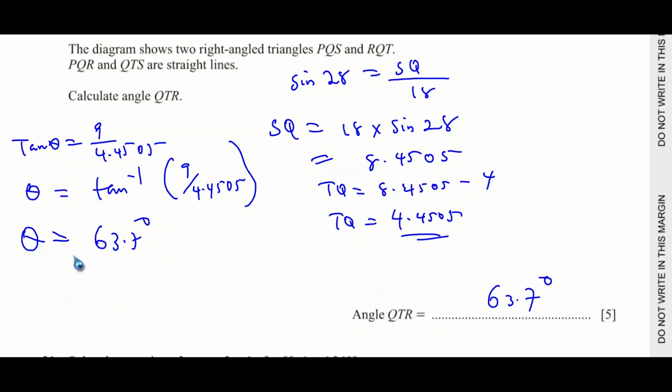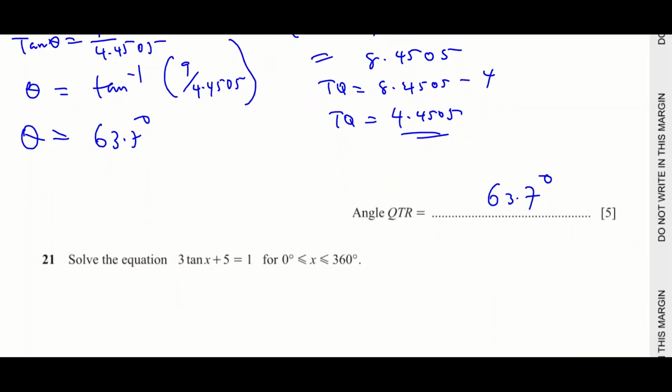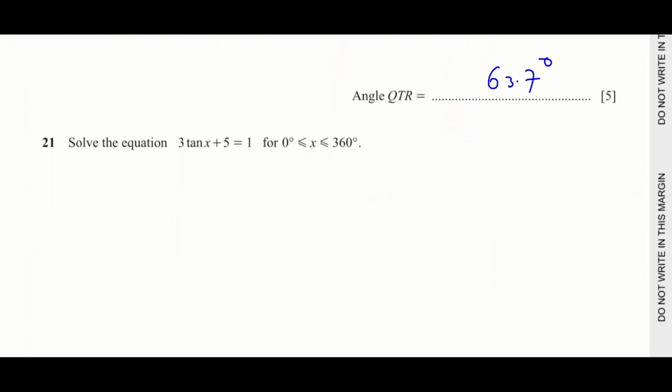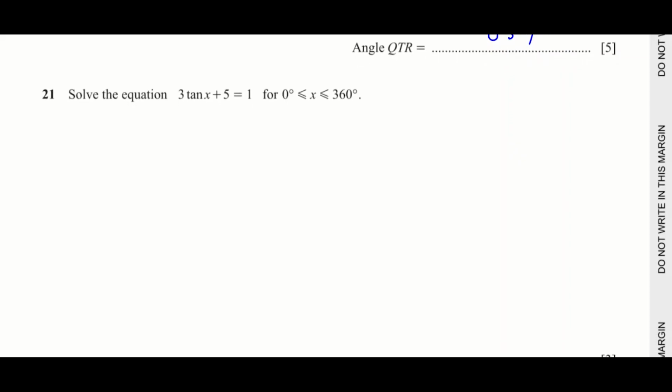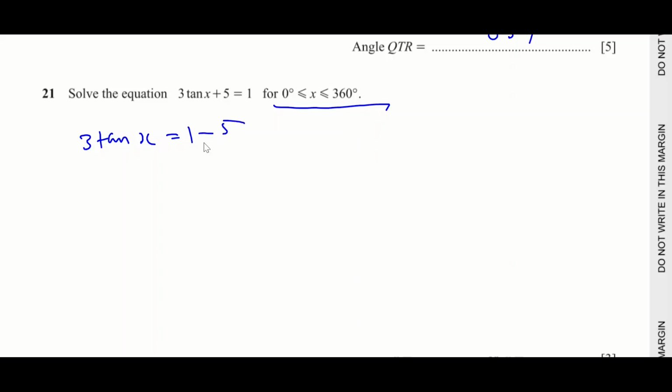Okay, so the next question, question 21, solve the equation 3 tan x plus 5 equals to 1, for this range. So it will be 3 tan x equals to 1 minus 5, so 3 tan x equals to negative 4. So tan x equals to negative 4 over 3.